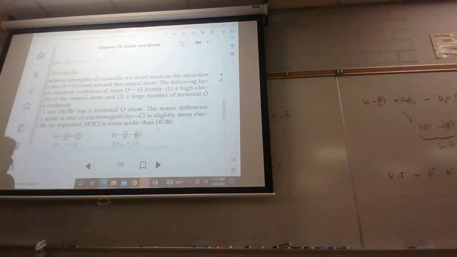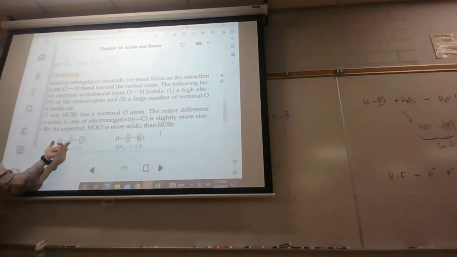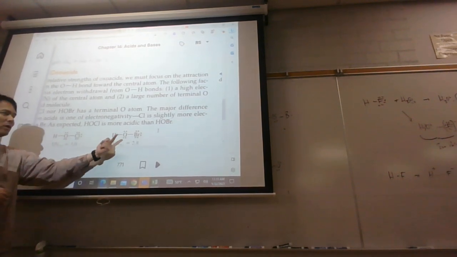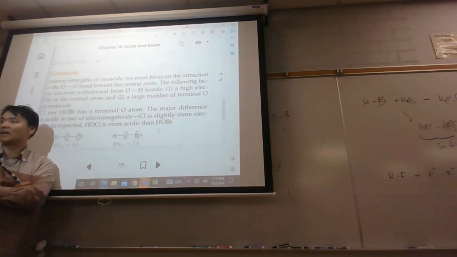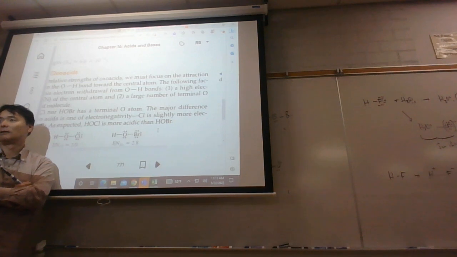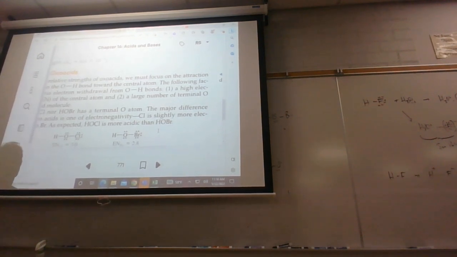Polarity. Which one is more polar? Chlorine is more electronegative. Well, it's an HO bond. What's the difference in electronegativity? Hydrogen is a 2.1, oxygen is a 3.5. So they're the same, aren't they? Yeah. They're the same, yes. And therefore we have to look at the next.